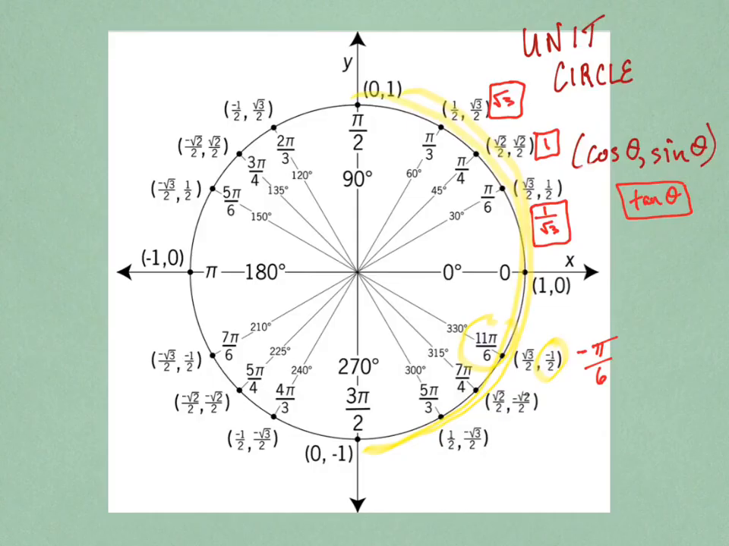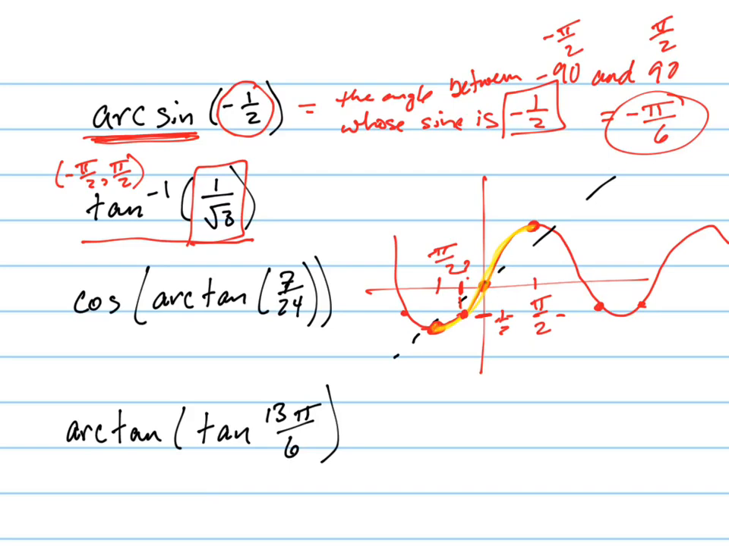Again, go back to look at your unit circle. It's in that same area. What angle has a tangent of -1/√3? Well, that's going to be the same value, -π/6. So it's also -π/6.